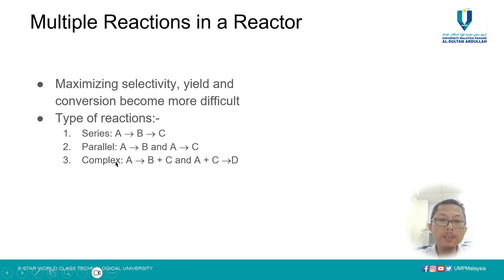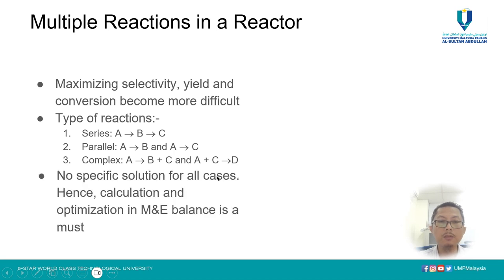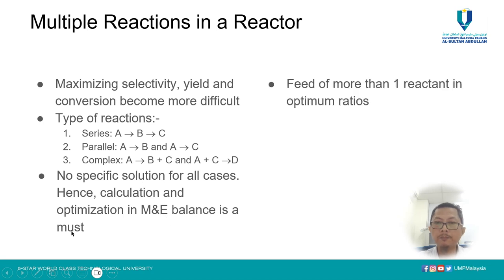Complex is a combination of 1 and 2. So as you can see here, A forms B and C. A will react with C to form D. It is similar to series and parallel. What do we have to do in order to deal with this? So there is no specific solution for all cases. Hence, calculation and optimization in material and energy balance is a must.